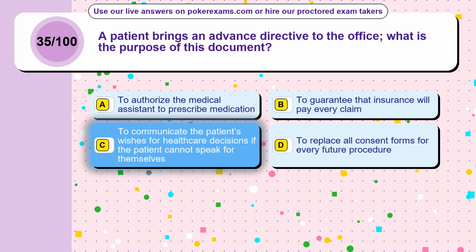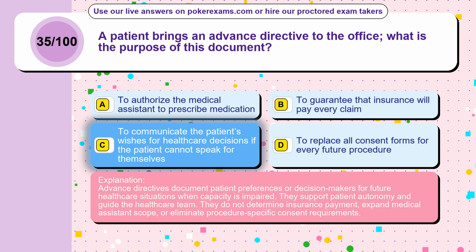The correct answer is option C. To communicate the patient's wishes for healthcare decisions if the patient cannot speak for themselves. Advance directives document patient preferences or decision makers for future healthcare situations when capacity is impaired. They support patient autonomy and guide the healthcare team. They do not determine insurance payment, expand medical assistant scope, or eliminate procedure-specific consent requirements.